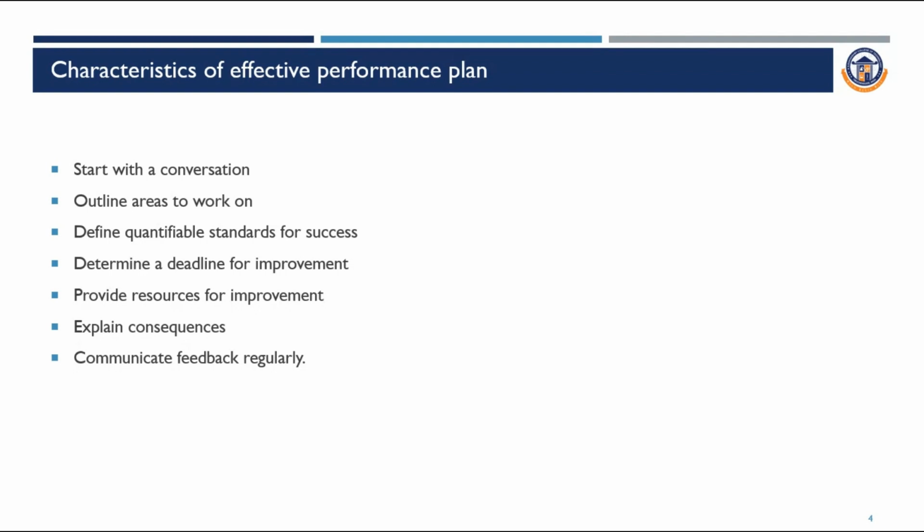Next is explaining consequences. Being completely transparent with our representatives is essential. Nothing will cause a salesperson more stress than being handed a performance plan with no mention of consequences for failure. Next is communicating feedback regularly.